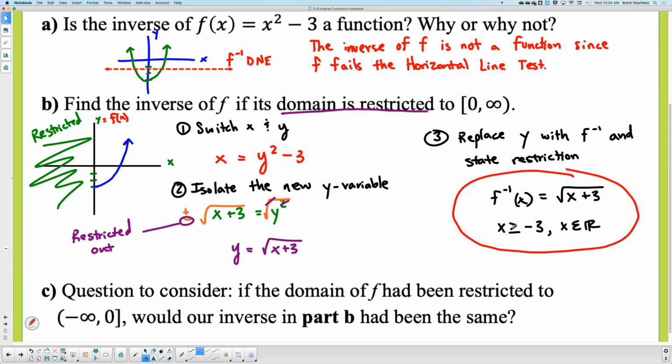Now, if you want to make a note, because there's nothing there to tell you, this came from f's range after restriction. Now, this would have been the same range even before the restriction, but I'm going to put that after the restriction. So that's where that came from, this one's range. Why not include that over here as well? The range was negative 3 to infinity, and so that's what this is here.